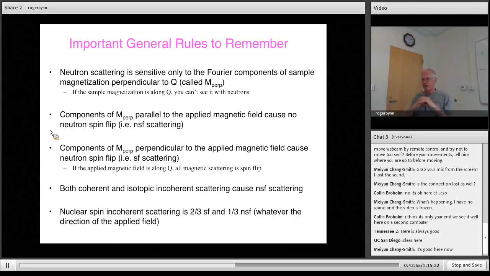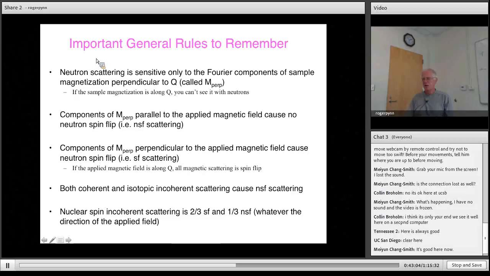And if you get anything out of this lecture at all, I would suggest that this is the most important view graph for you to try to commit to memory, because with this view graph, you can read all the papers on polarized neutron scattering and figure out what is going on. So the first statement is that neutron scattering, and this is something that you already knew from Professor Bohrholm's lectures, is only sensitive to the Fourier components of sample magnetization that are perpendicular to the scattering vector Q. And we call this thing M perpendicular, sometimes with the perpendicular sign, and here I've just written it out.